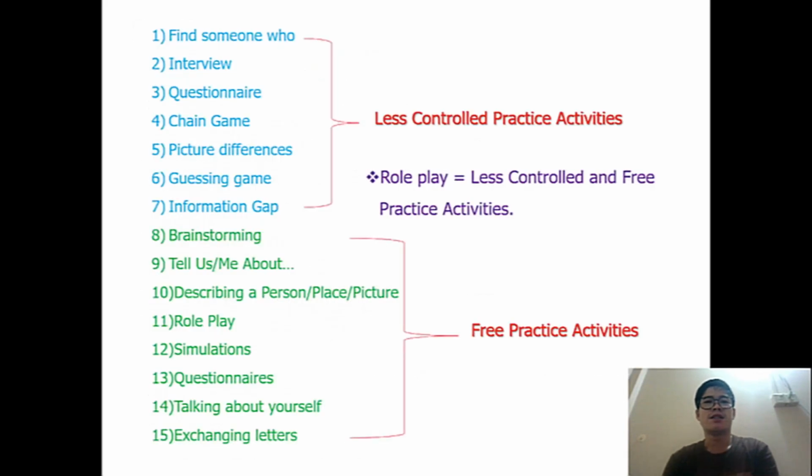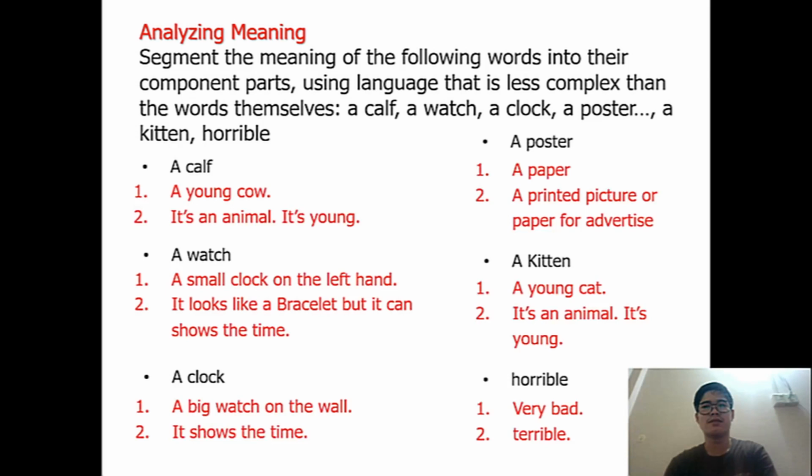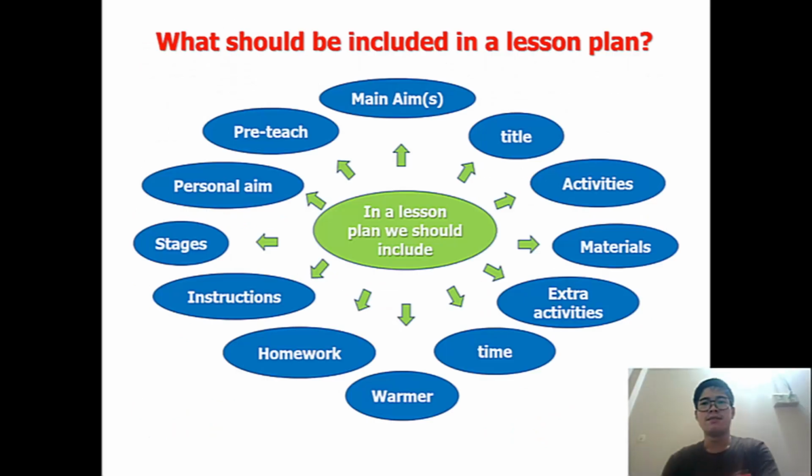This one is talking about techniques of less controlled and free practice. I recall that role play can be less controlled and can be free practice. The difference is role play in less controlled practice gives more clues. However, role play in free practice has no more clues given. This slide is talking about analyzing meaning. This one is talking about things that should be included in a lesson plan.